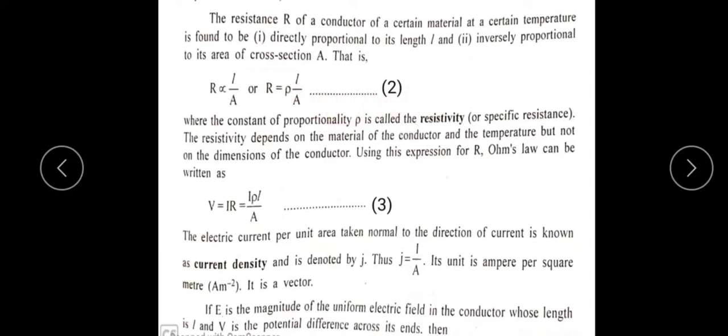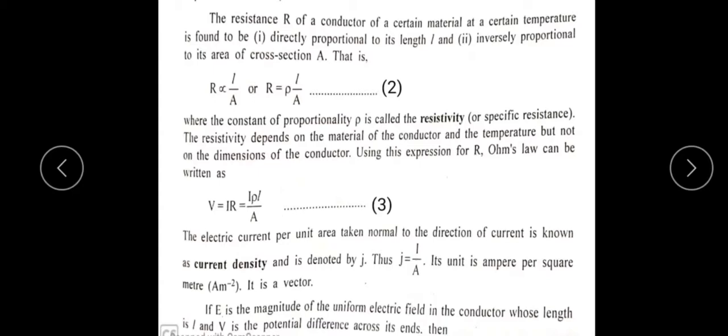Where the proportionality constant rho is called resistivity. We can also call it specific resistance. The resistivity of a material depends on the material of the conductor and temperature, but not on the dimensions. The resistivity depends on the temperature and material, and does not depend on the dimensions.